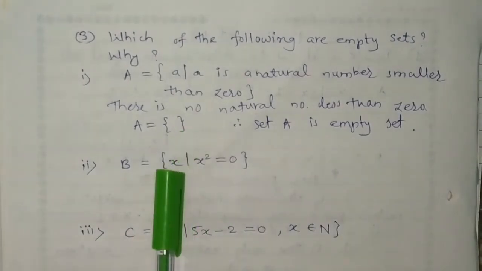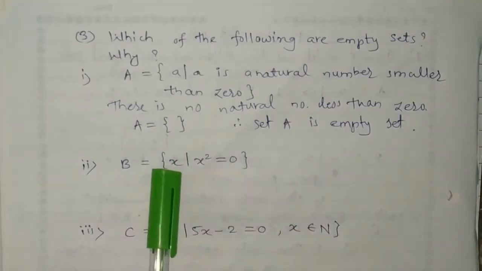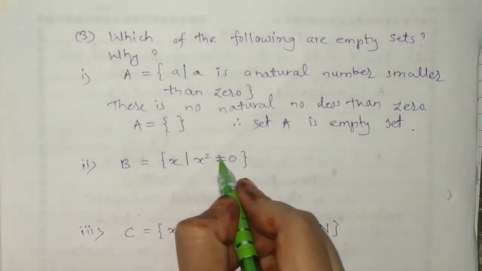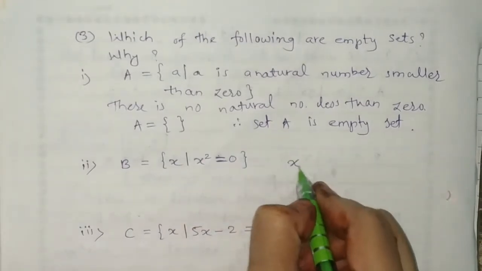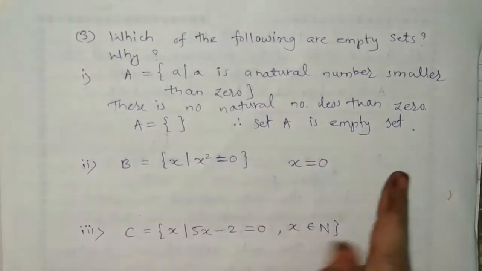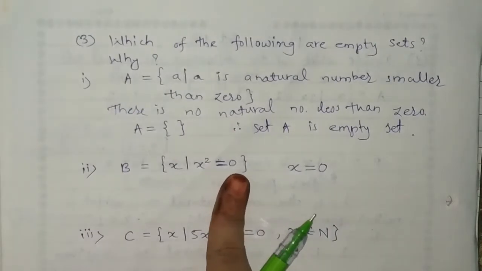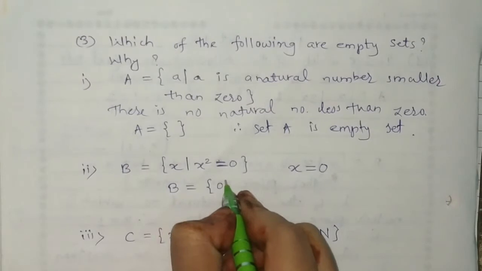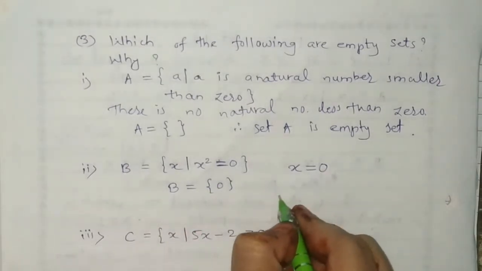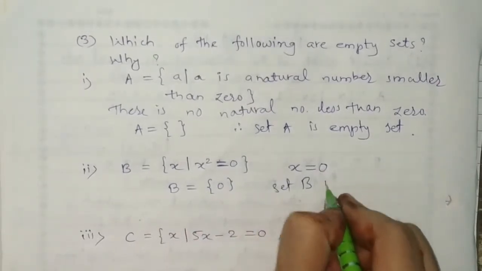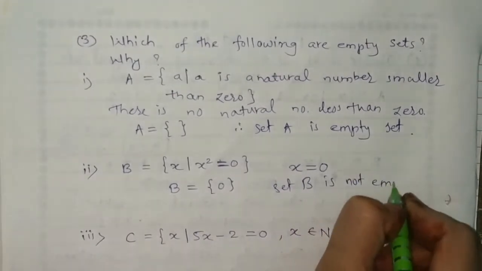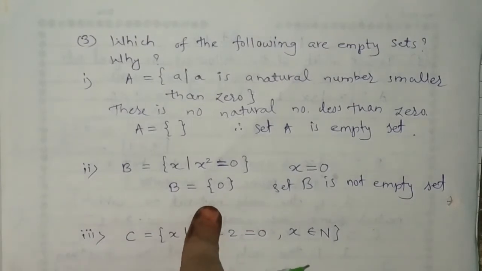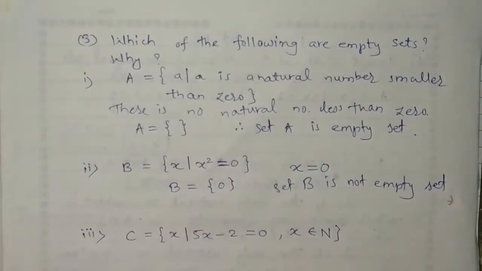Now we have a set B of elements x such that x square is equal to 0. So x square will be 0 in only one case, when x is 0. If x is 0, then only its square will be 0. That means we have the element 0 in the set B. So set B is not an empty set, because it has one element, which is 0.